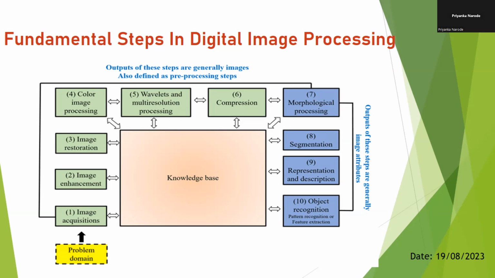The next step is segmentation. It is the process of partitioning the digital image into multiple segments. It is generally used to locate objects and boundaries in objects. The next stage is representation and description. Representation deals with converting the data into a suitable form for computer processing.